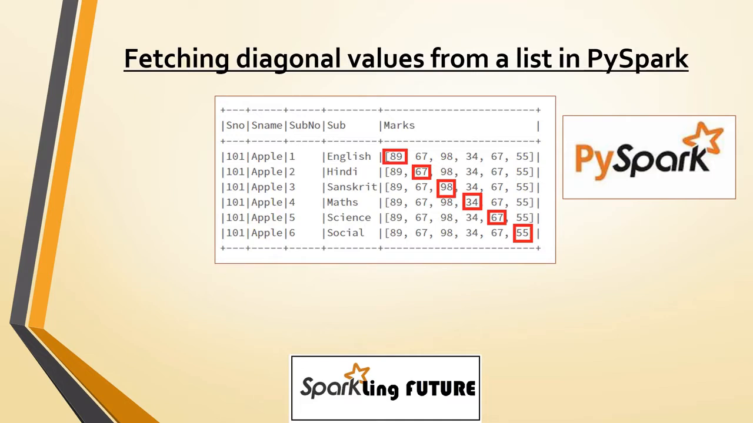Friends, in today's video, we will see how to fetch the diagonal values from a list in PySpark. Let's say you have a data set like this. This is a very simple data set you can see here, but in real time you will have a list of lists in a particular column and you need to fetch one particular item from the list and populate or perform some transformation on top of it.